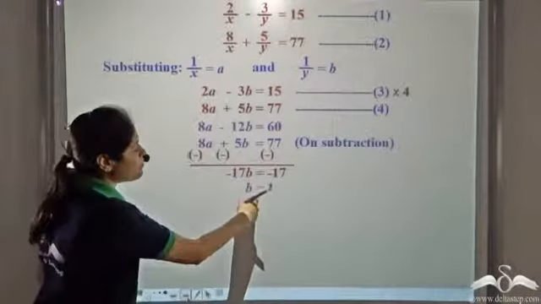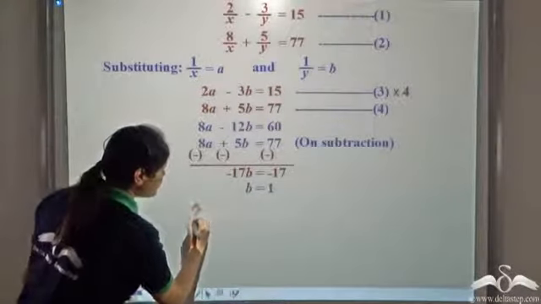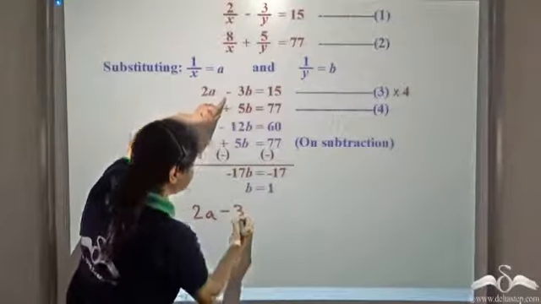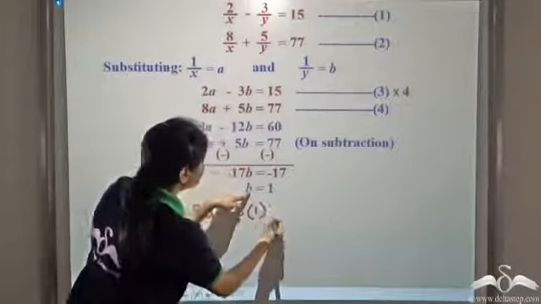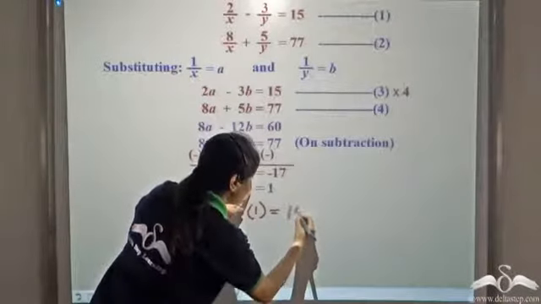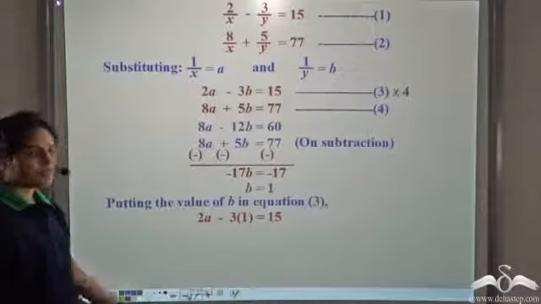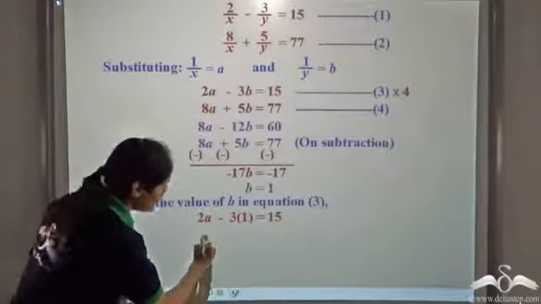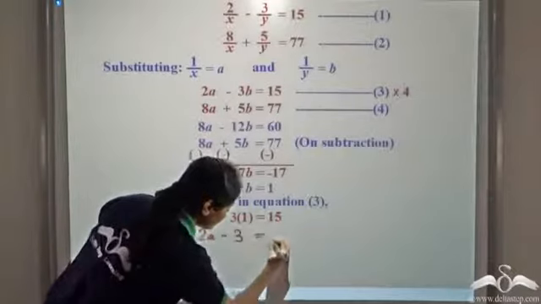So let us put b equal to 1 in equation 3. So we have 2a minus 3b. So in place of b, we put 1. So 3 into 1 is equal to 15. This is what we have. 2a minus 3 into 1 is equal to 15. So 2a minus 3 is equal to 15.